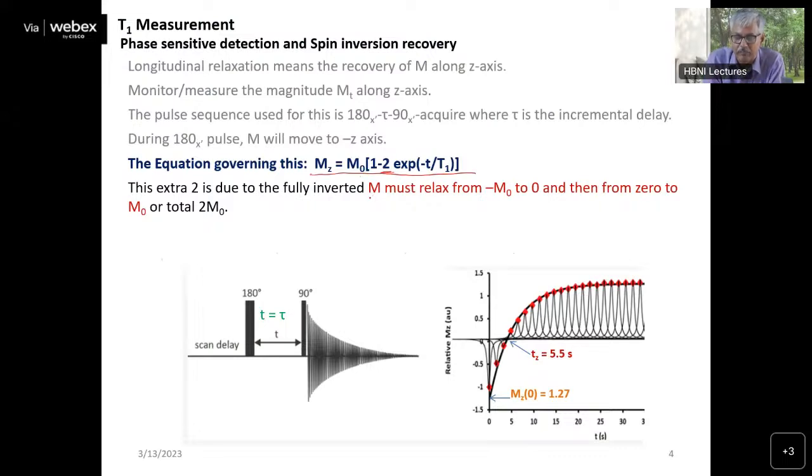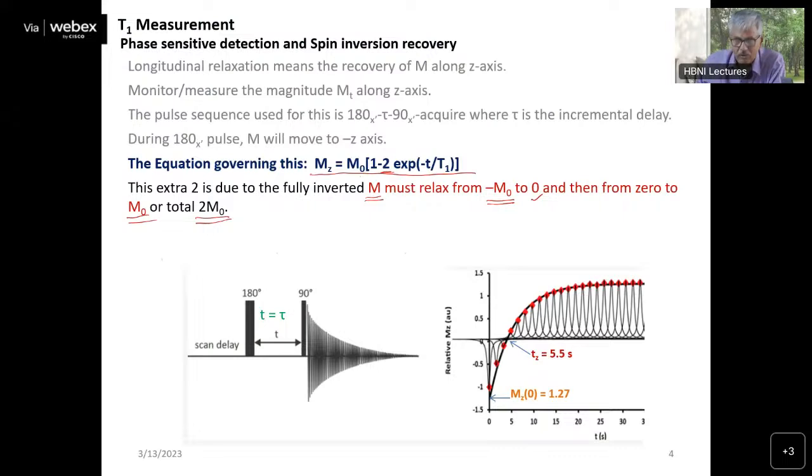because when you are inverting M, first it has to go from minus M0 to 0, and then from 0 to plus M0. Which is equivalent to 2 times the M0 relaxation. It is not 1 time, because it is from minus M0 to 0 and 0 to plus M0. So that's why this 2 is coming.